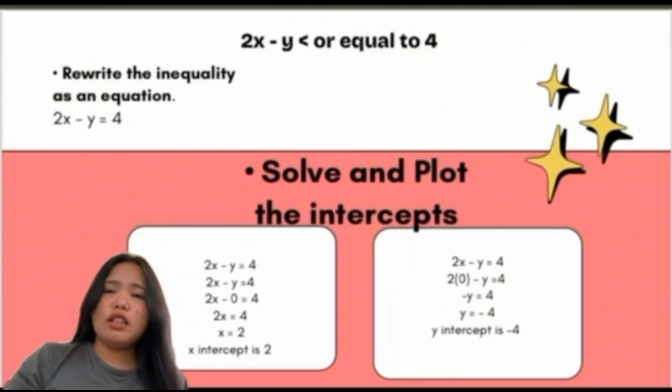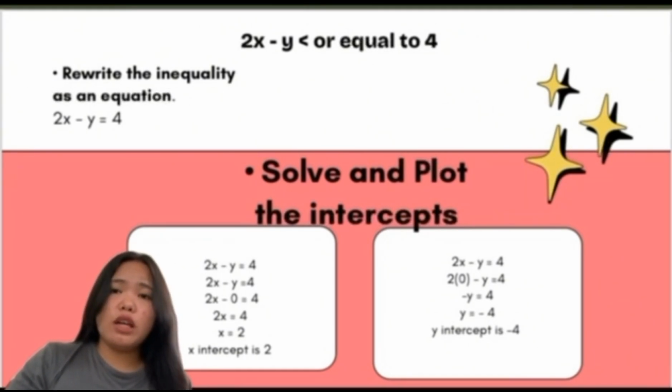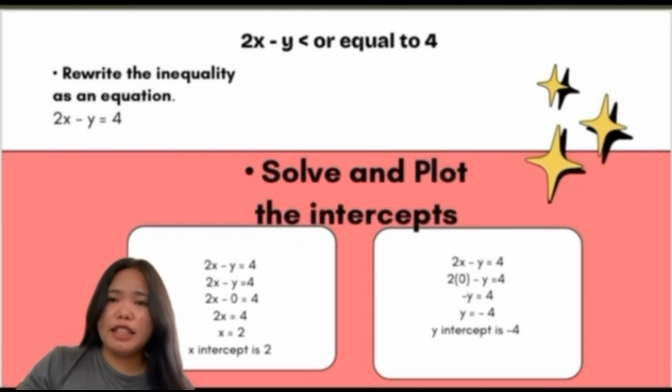After finding the x-intercept, which is 2, we now look for the y-intercept. So, 2x minus y equals 4. Same process. We substitute x with 0. So, 2 times 0 minus y equals 4. 2 times 0 minus y is equal to negative y. Then we transpose the negative y with 4, so we have y equals negative 4. Our y-intercept is negative 4.